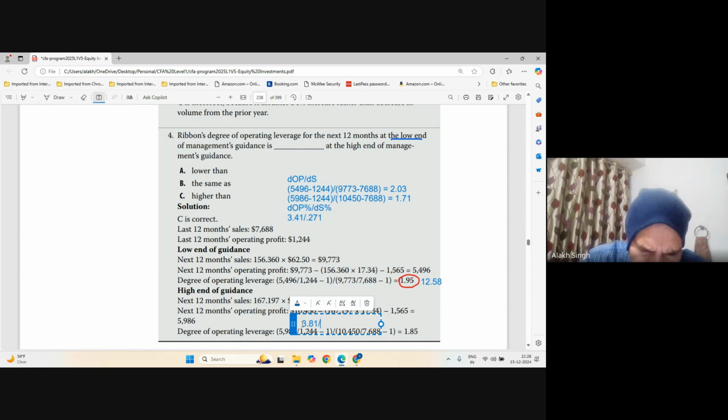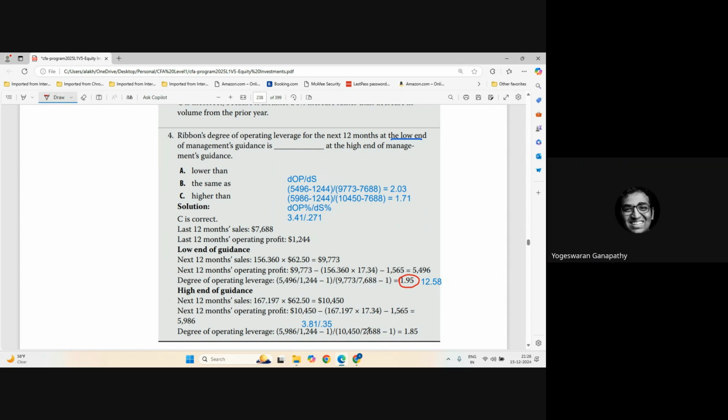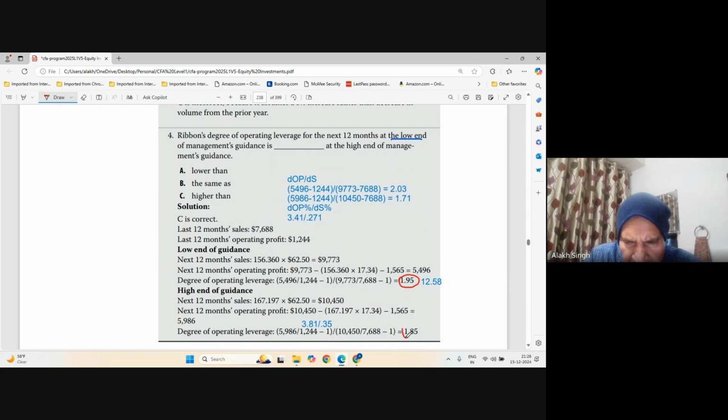0.35, sir. 0.35. So how much does it come? 3.11 to 3 point... 10.89. 10.89. Okay. So the book is actually wrong. The correct answer is equal to 10.89. So our formula is correct actually.